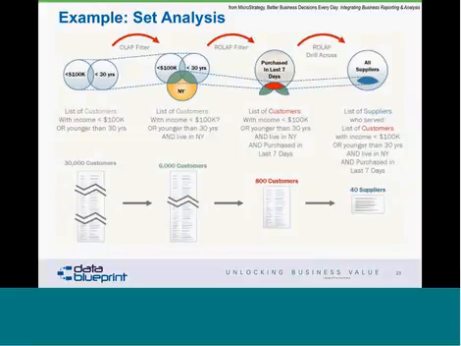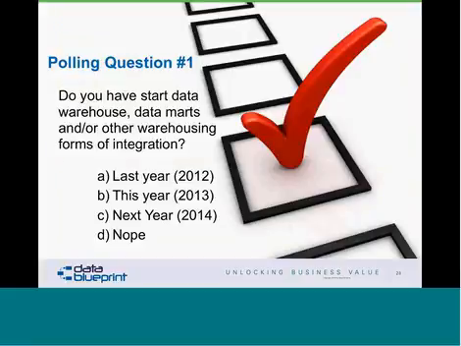Now this leads us to our first question for you all, because as you know, at Data Blueprint we do a fair amount of research in this area. So we have a question for you that we'd like you to tell us. Do you have data marts or warehousing integrations? Answer A for us if it was last year, B if this year, or C if it's next year that you're going to do. We're trying to get a trends analysis on this.